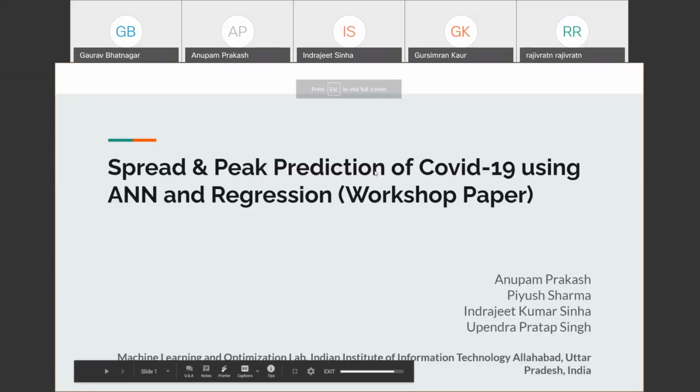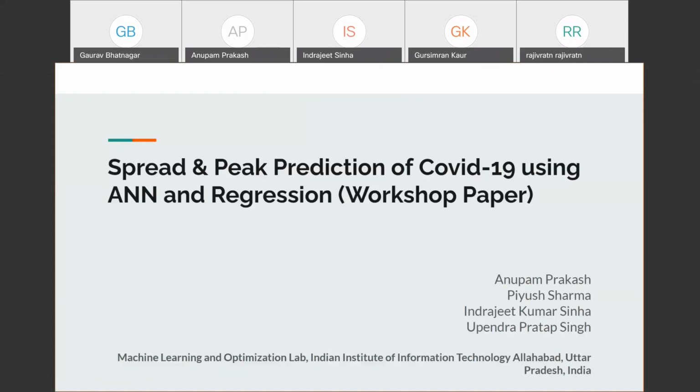Okay, so good afternoon, everyone. The title of our paper is Spread and Peak Prediction of COVID-19 using ANN and Regression, and we completed it in the Machine Learning and Optimization Lab of Indian Institute of Information Technology, Allahabad. I am Anupam Prakash, and my co-authors are Piyush Sharma, Indrajit Kumar Sinha, and Upendra Pratap Singh.